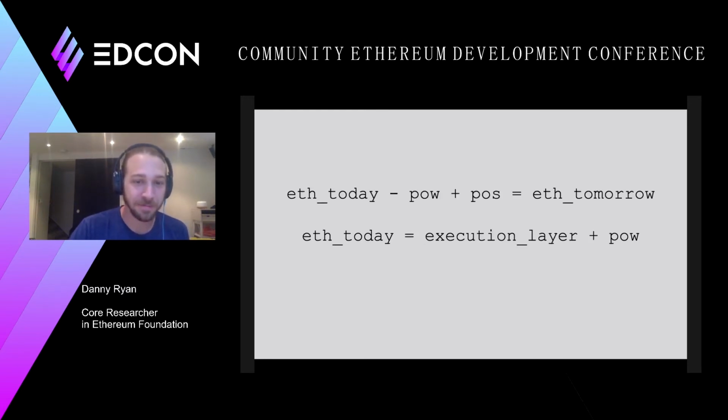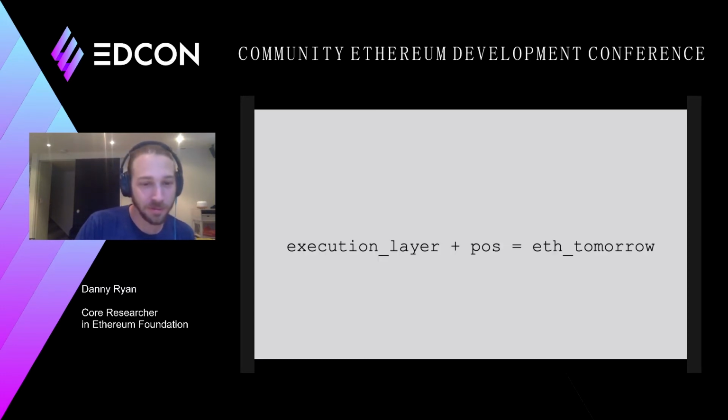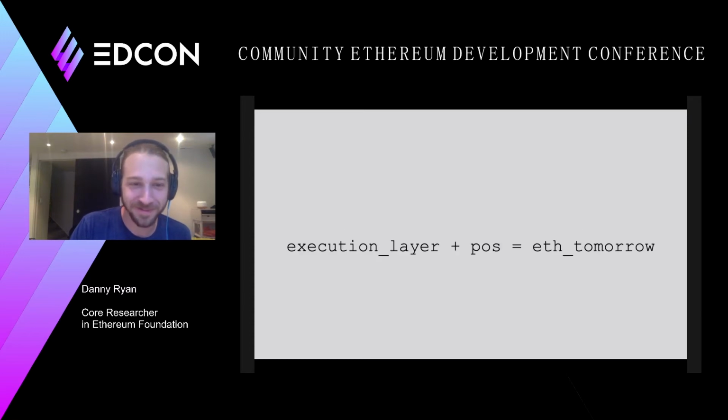What is ETH today? ETH today is the execution layer that we all know and love, plus a consensus layer. That consensus layer currently is proof of work. So we can do some simple mathematical substitution. The execution layer of today plus proof of work plus the merge, which remember was minus proof of work plus proof of stake, is Ethereum of tomorrow. As we all know from math, plus proof of work minus proof of work equals 0. So we can just subtract it out, cancel it out, as they say. So what are we left with? The execution layer plus proof of stake equals Ethereum of tomorrow.